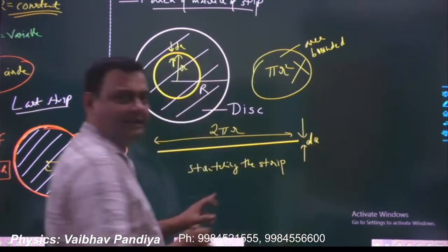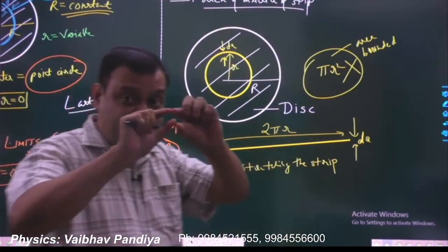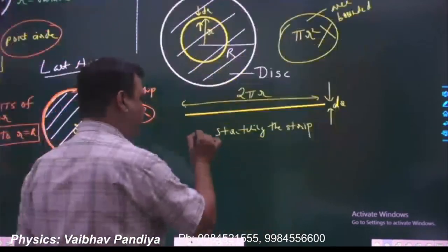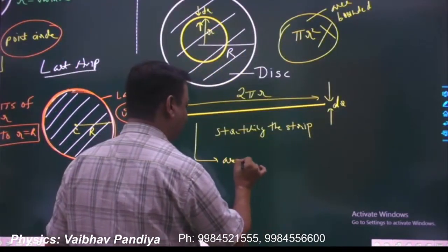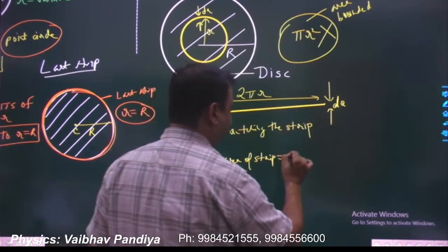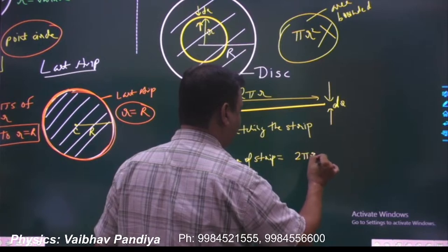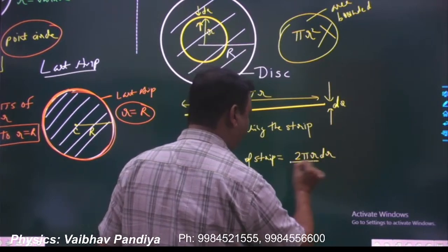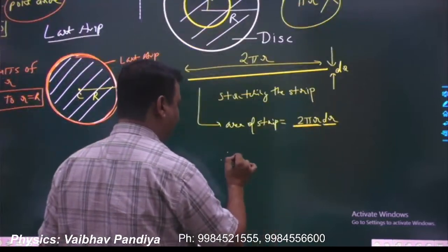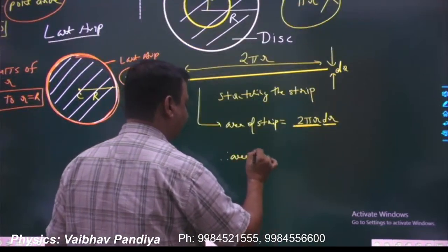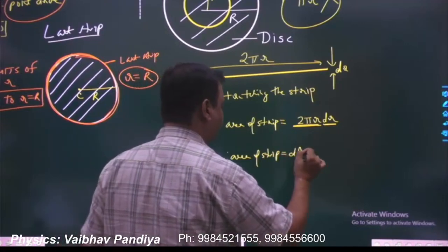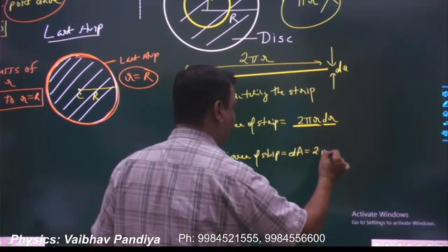So what will be the area of the yellow region? Now you have got a straight band in the form of a rectangle, right? So what will be the area of this strip, that is the yellow colored region? Length into breadth: 2 pi r multiplied by dr. And when a finite quantity is multiplied by an infinitesimal, the answer will be infinitesimal. So therefore, we write the area of a strip as dA equals 2 pi r dr.